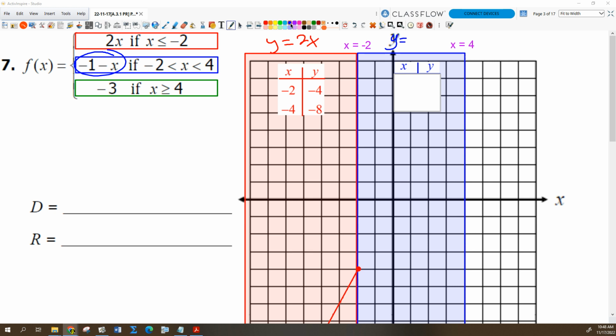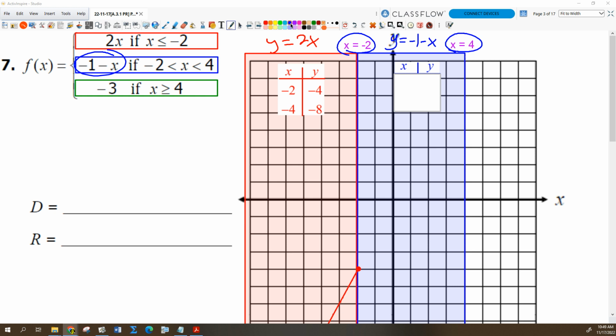Y equals -1 minus x. Okay? So we need to know what is the shape, what's that line? Where's the ant going to be walking? So we've got to graph the line for those x values where x is greater than -2, so to the right of this boundary line, and less than 4, so to the left of that boundary line. Okay? Does that help? A little bit?